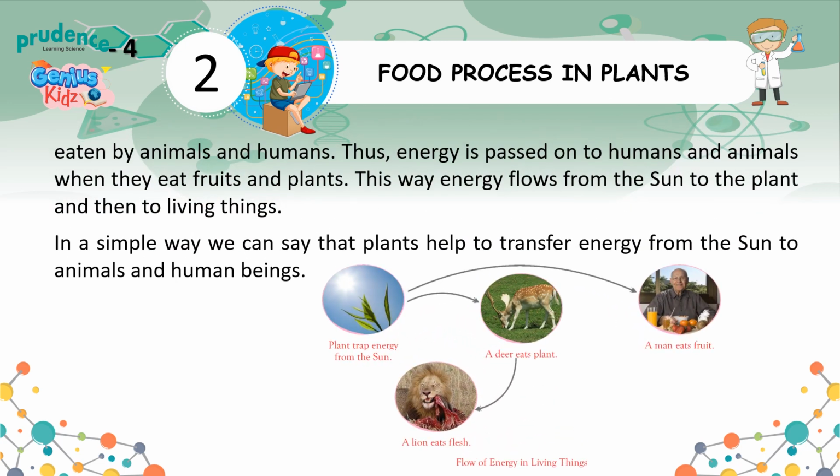eaten by animals and humans. Thus, energy is passed on to humans and animals when they eat fruits and plants. This way energy flows from the sun to the plant and then to living things. In a simple way we can say that plants help to transfer energy from the sun to animals and human beings.